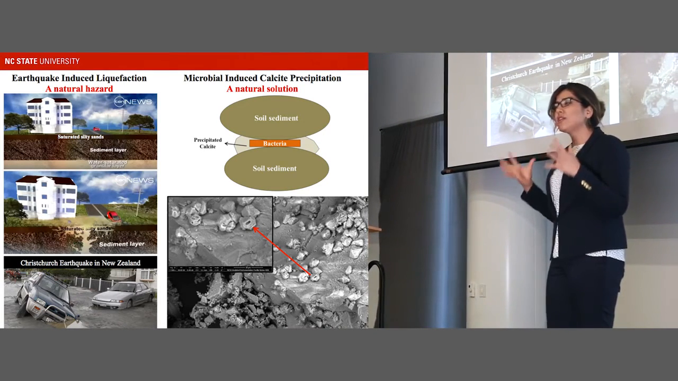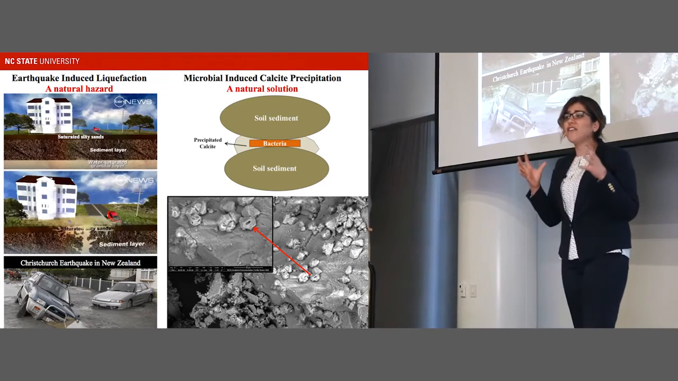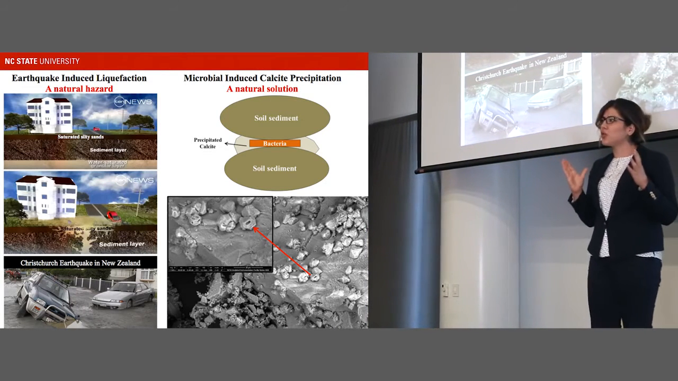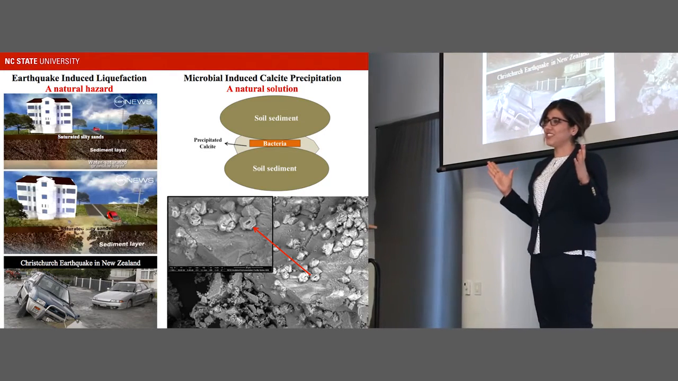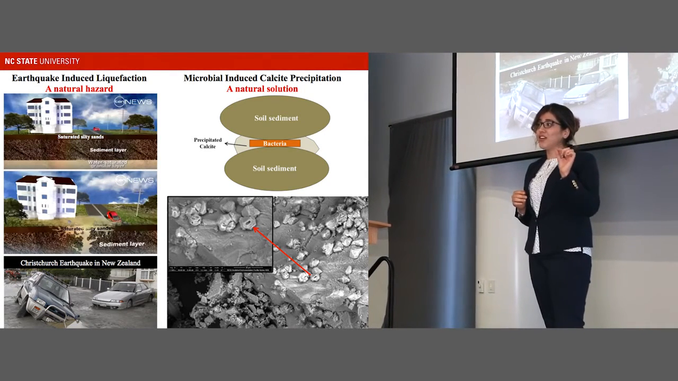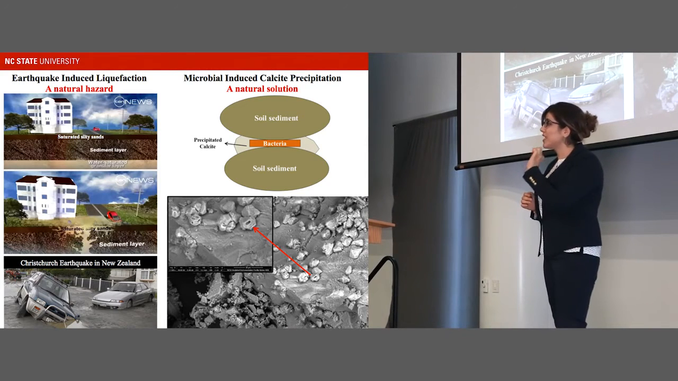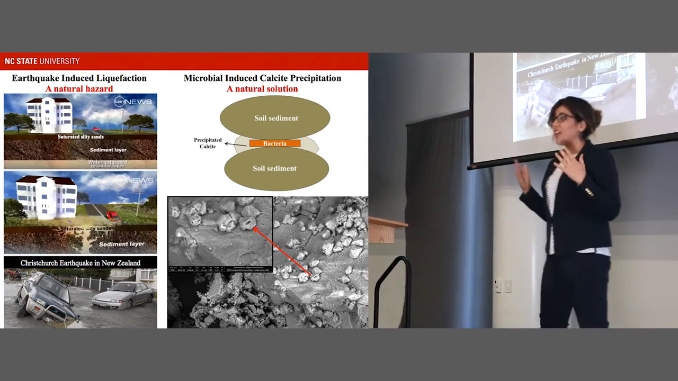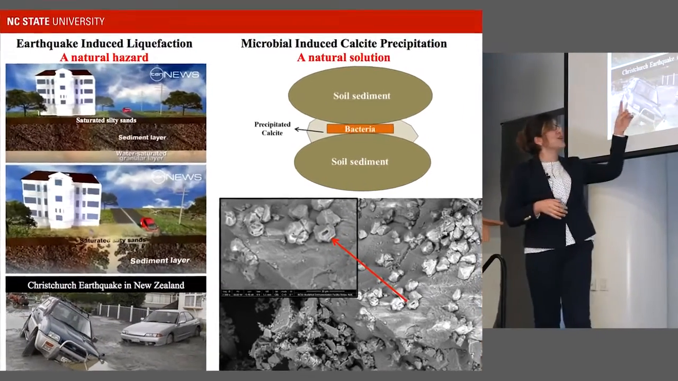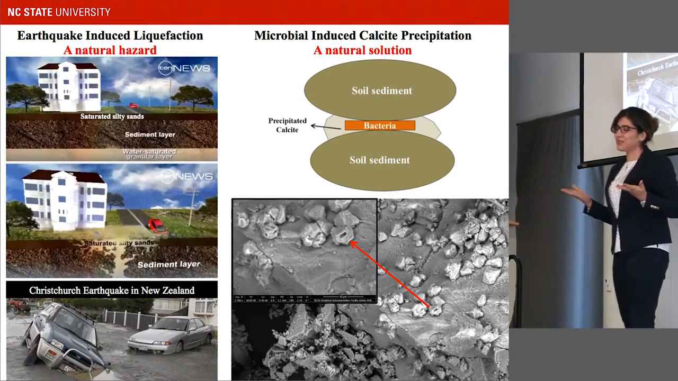Through my research, the soil is considered as a live, active system where a lot of natural processes are happening. There are millions of bacteria inside the soil. Some of these bacteria carry highly active urease enzymes, which can hydrolyze urea and increase the pH. If calcium is available, calcite precipitation will take place.